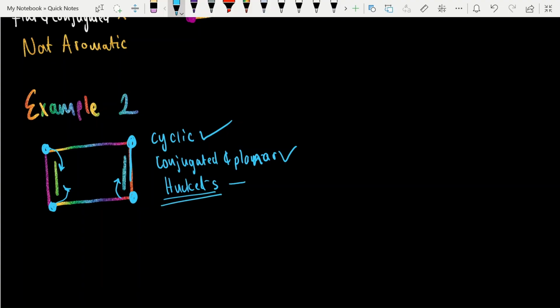Hückel says we need 4n plus 2. How many do we have here? We have 2 pi electrons there, then here we have 2 pi electrons. So on Hückel's we have 4 pi electrons, and this is wrong. So it is not aromatic.